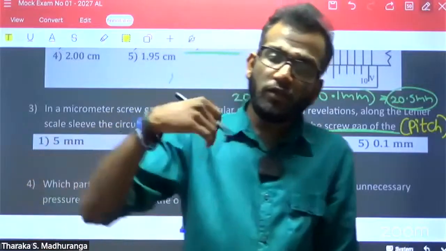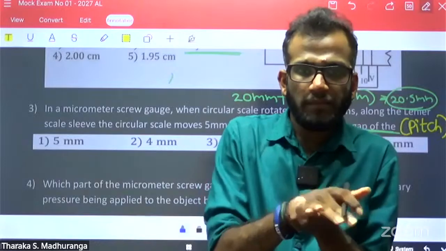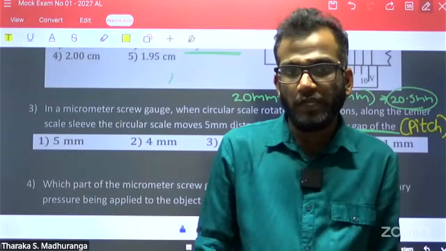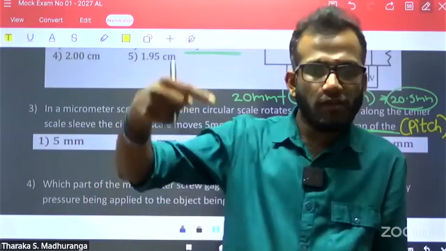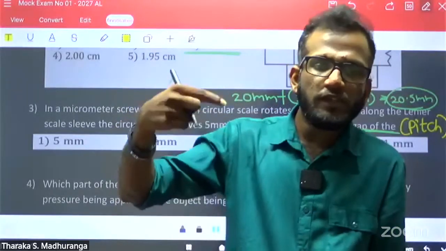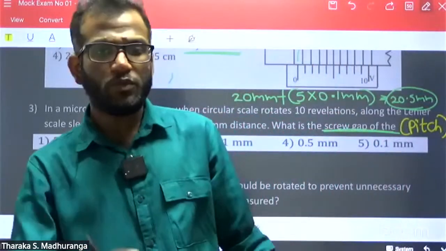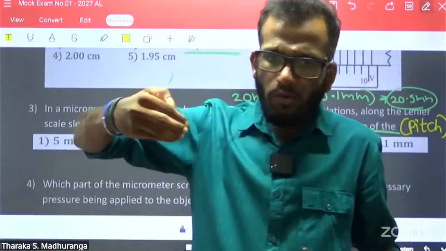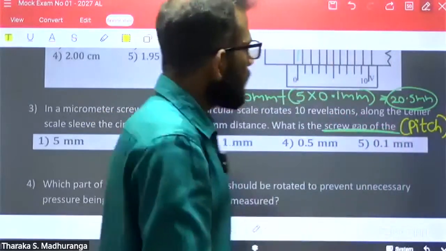But in a micrometer screw gauge, it is not the same as a screw nail. Then how do we define the screw gap or pitch in a micrometer screw gauge? While rotating one revolution, the circular scale moves a distance along the linear scale sleeve, and that distance we call the pitch or screw gap. Okay, now come to the question.